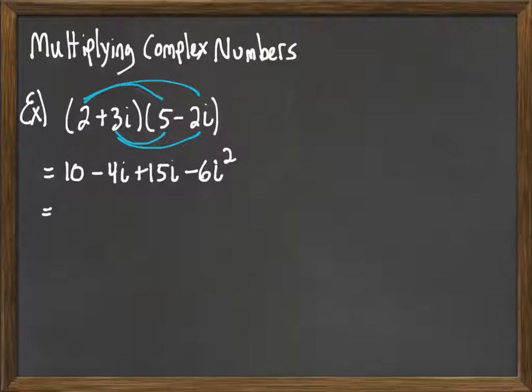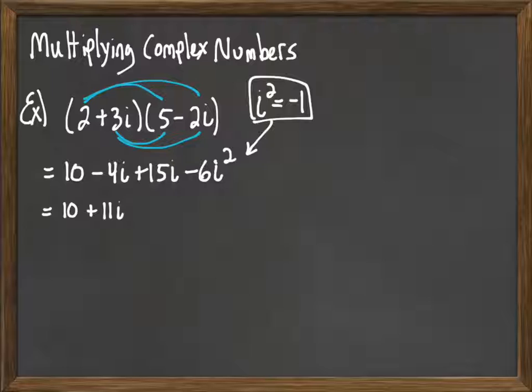Now you would have some like terms that can combine. Specifically, we have a negative 4i and a 15i, which would become 11i. Now here's where the complex numbers and their arithmetic gets a little bit different. See, because i squared, if you go back through our powers of i, is equal to negative 1. So we can use that right here to replace the i squared in that minus 6i squared with a negative 1.